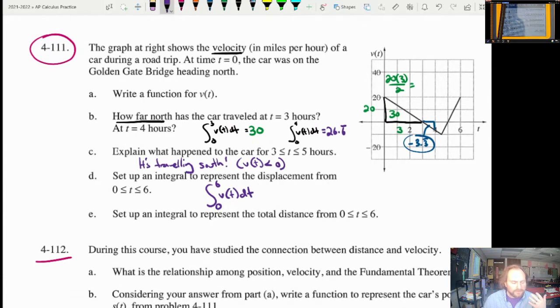That doesn't tell you where they are. It tells you how far they've traveled. You would need to know a starting point to figure out where they actually are. That's what question E is going to ask us to do.